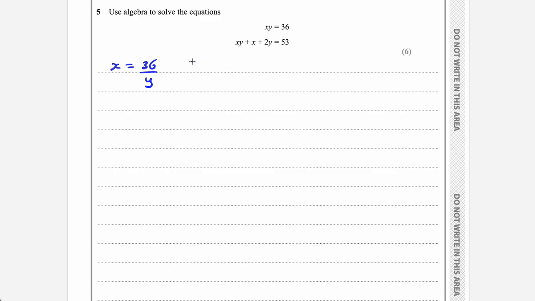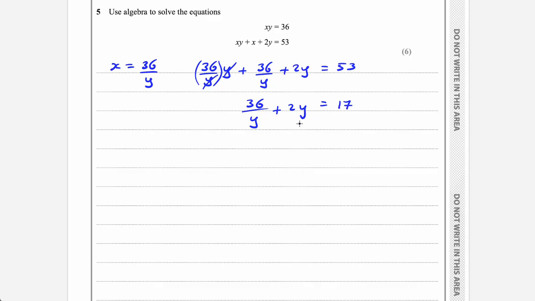So this becomes 36 over y times y. So that's my x times y, plus x, which is 36 over y, plus 2y equals 53. These cancel. So I'm left with 36. I'm not actually going to subtract that 36 here, guys, in one step, if that's okay. So I have 36 over y plus 2y equals 53 minus 36, which is 17.